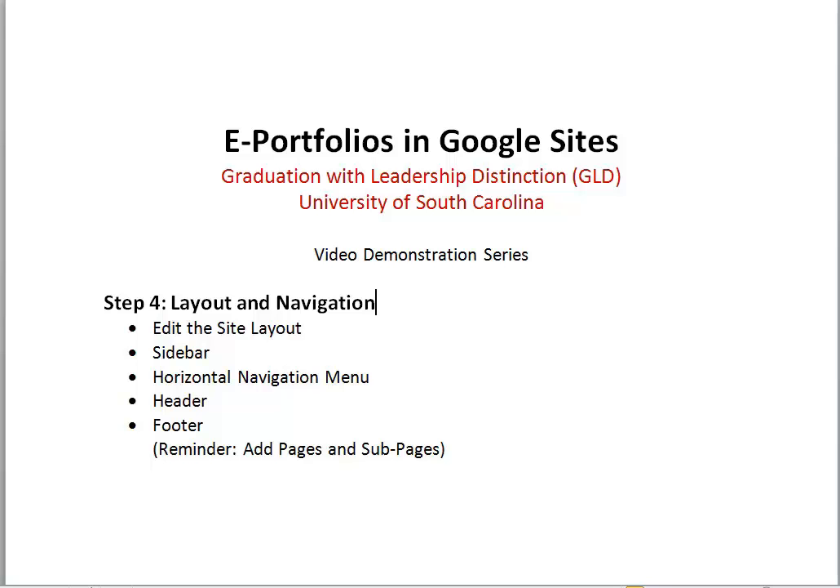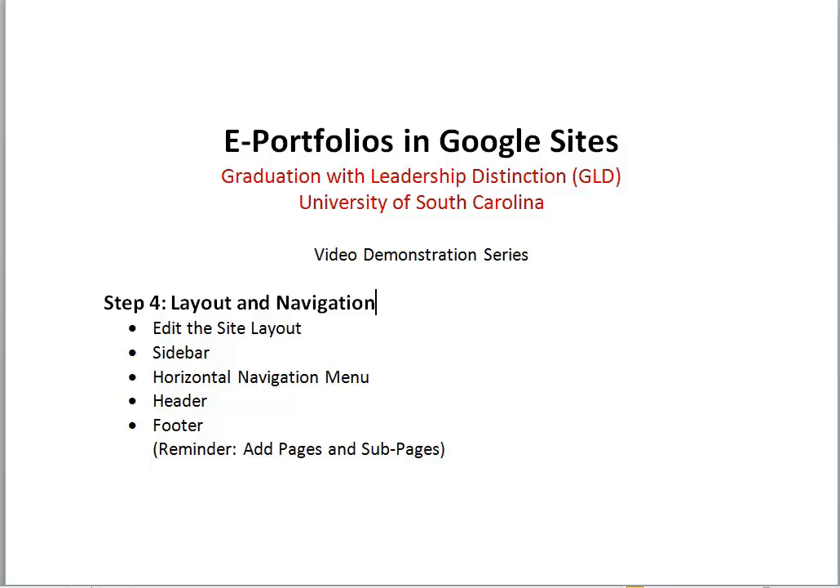I'm Susan Quinn, and I'm going to step you through some features in Google Sites that help you edit the layout of your pages and create a navigation menu in the e-portfolio you are creating for the Graduation with Leadership Distinction project. This is step 4, Layout and Navigation. First, I will show you how to modify the sidebar menu, or if your design includes a horizontal navigation menu, I will show you how to modify that. Then we will look quickly at editing the header and creating a footer on your site.